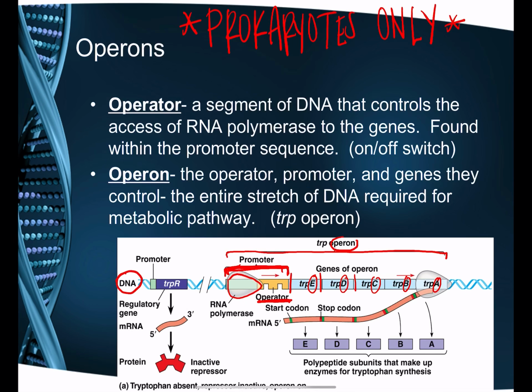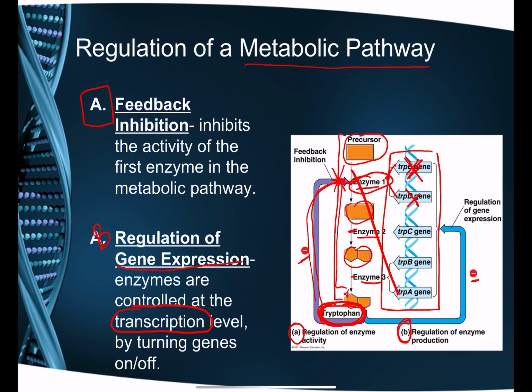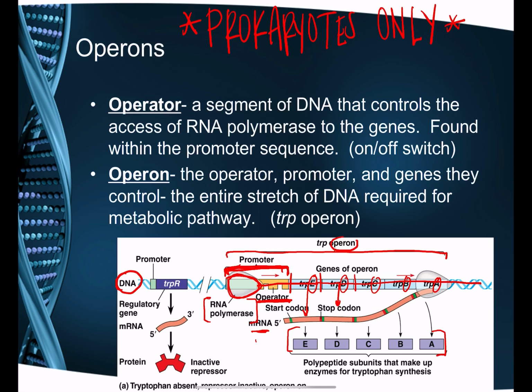Again, this is on the DNA, and this is RNA polymerase, the enzyme, which you should remember is involved in transcription, taking that DNA into the mRNA, okay? When the operator allows RNA polymerase to access it, it will go on and it will make tryptophan E, it will make D, and it'll keep going all the way down the strand. And all of these polypeptide subunits that are needed in this pathway that we see here will be made, okay?